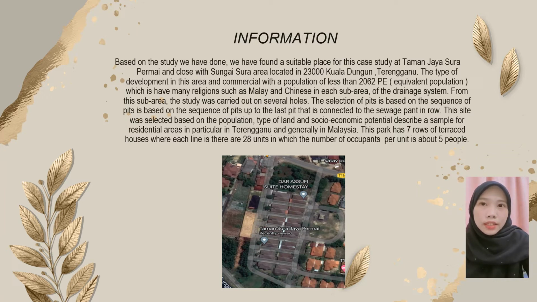From this sub-area, the study was carried out on several manholes. The selection of manholes is based on the sequence of manholes up to the last manhole that is connected to the sewage pipe in a row. This site was selected based on the population, type of land, and socio-economic potential. It is a sample of residential areas, in particular in Terengganu and generally in Malaysia. This part has 7 rows of terrace houses, where each row has 28 units, and the number of occupants per unit is about 5 people.